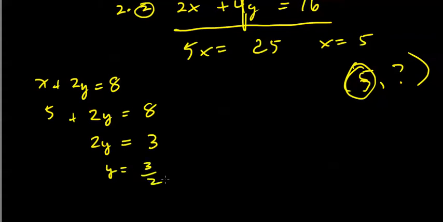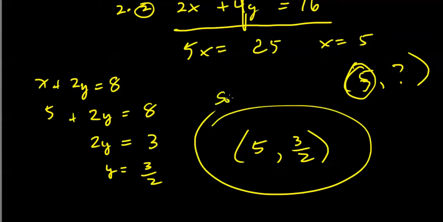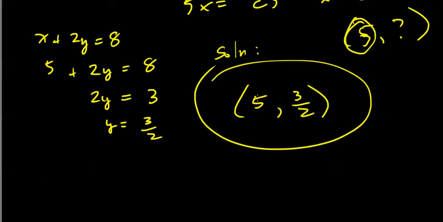And sometimes your coordinates will be fractional, which is why we don't always rely on graphical solutions, not very often anyway. So when x is 5, y is 3 halves. There is my solution set, my point of solution to the given 2 by 2 system. Okay? Alright. Let's do another one of these.